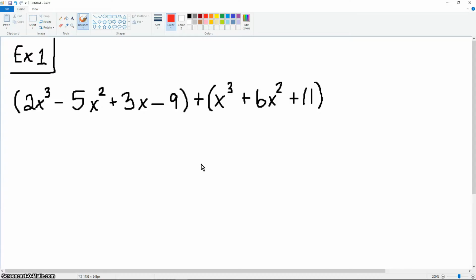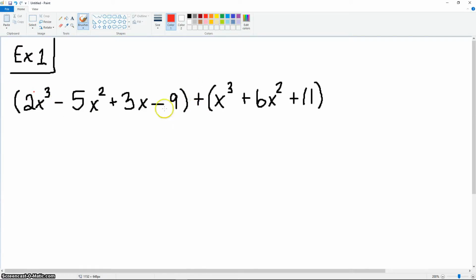Alright, so first of all, we have this example up here. 2x cubed minus 5x squared plus 3x minus 9 plus x cubed plus 6x squared plus 11. Obviously, we're adding. How do you know that we are adding? Well, because we see a big old plus right there in the middle.